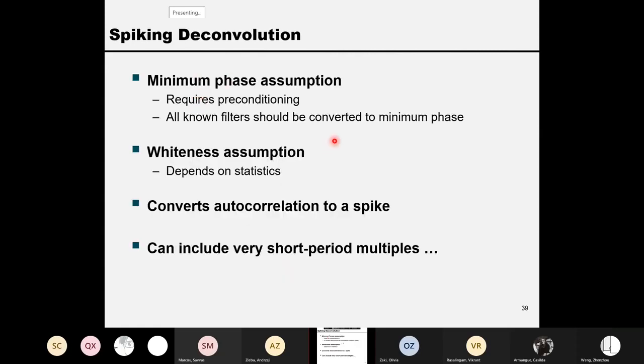So spark deconvolution, as I said, is an inverse filter, right? Convolution is a filter, deconvolution is an inverse filter, okay? That's the same concept, but when we talk about filter, most likely we're talking about the manipulation in the frequency domain. When we're talking about convolution or deconvolution, we really mean time domain convolution or time domain deconvolution, all right? But as I said, they are equivalent in time domain and frequency domain.